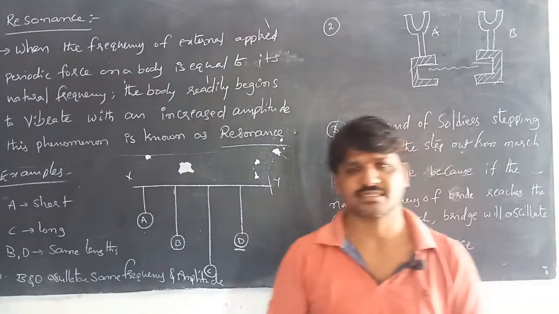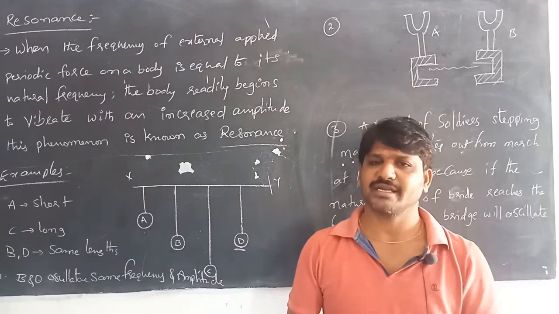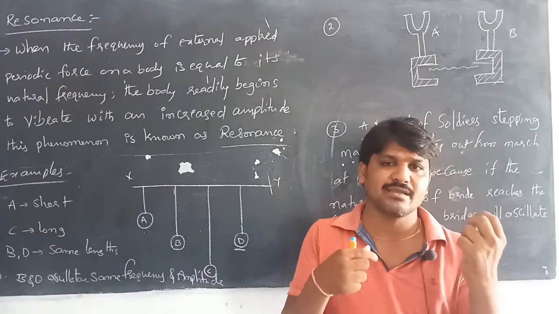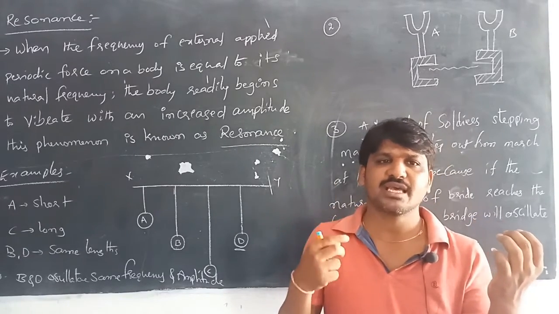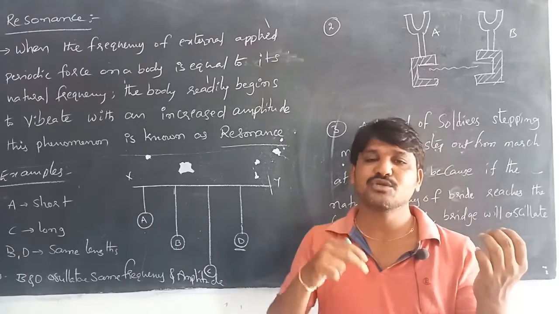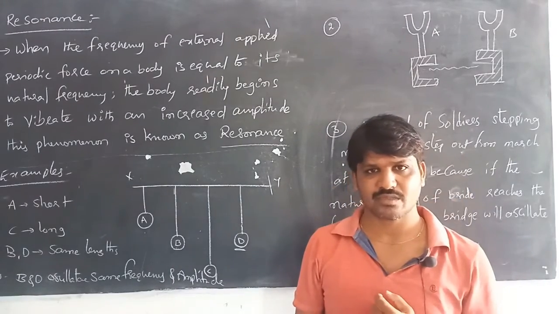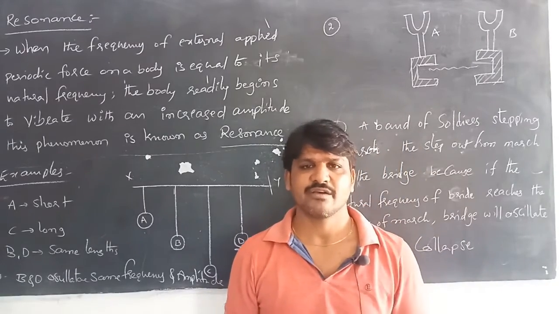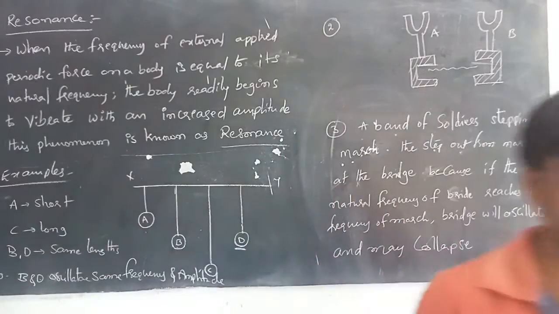And one more thing: if we take the strings of a violin, sitar or guitar and fix two strings of equal frequency, then when we vibrate one string, the other string also vibrates at the same frequency due to resonance. Like this, we can see many examples of resonance in our daily life. Thank you.